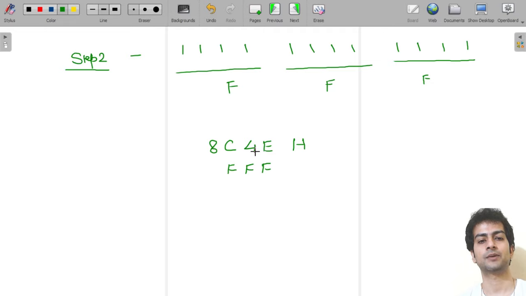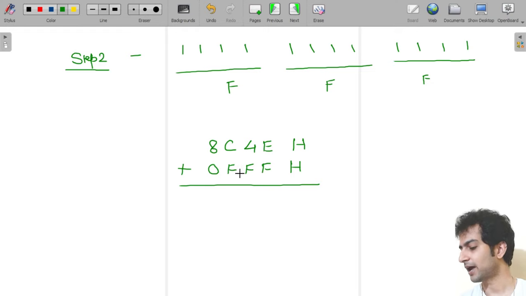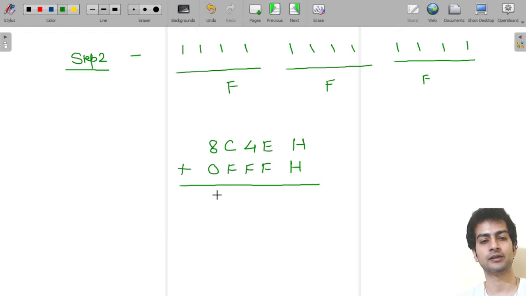It is of 16 bits, and it is of 12 bits, so we will consider the remaining 4 bits as 0. Now we have to add it to get the ending address, and on adding we will get 9C4DH. I am not going to solve it; you can solve it on your own. I am just directly writing the answer. This is my ending address.